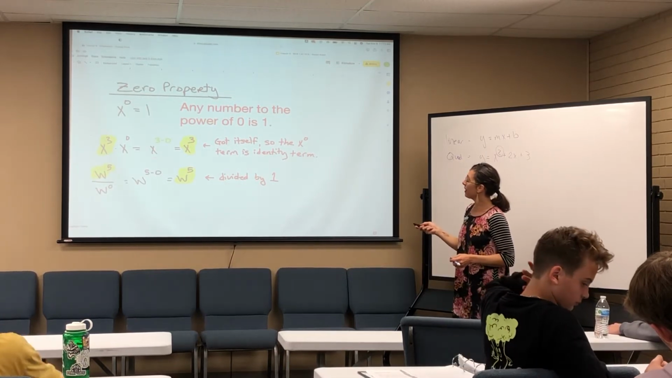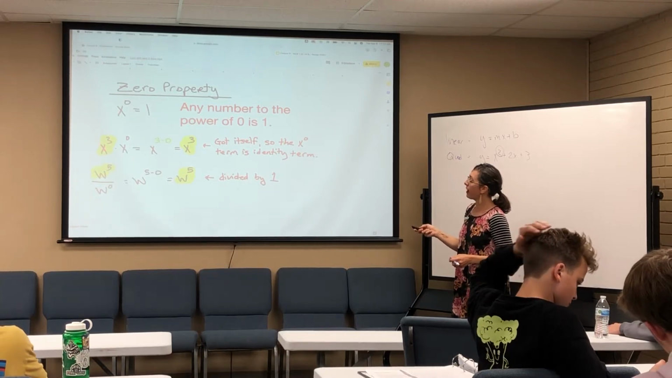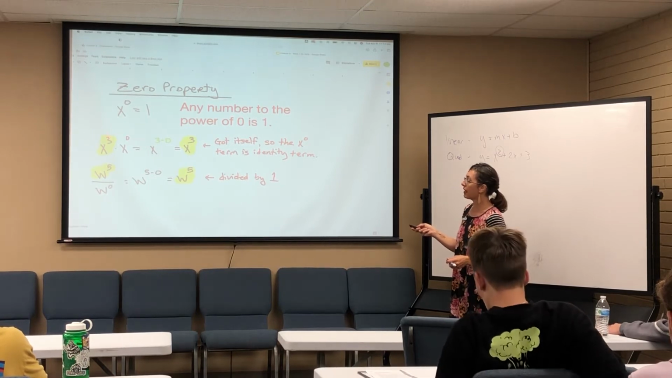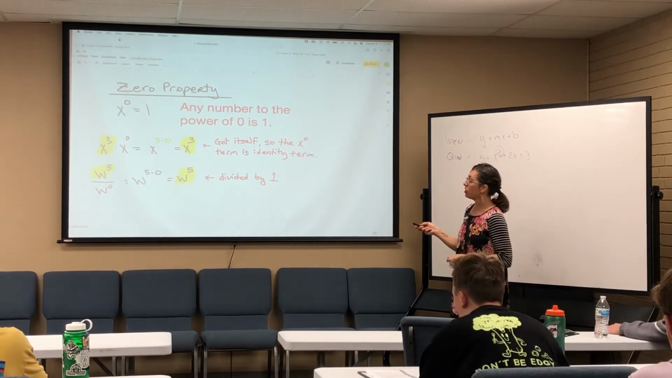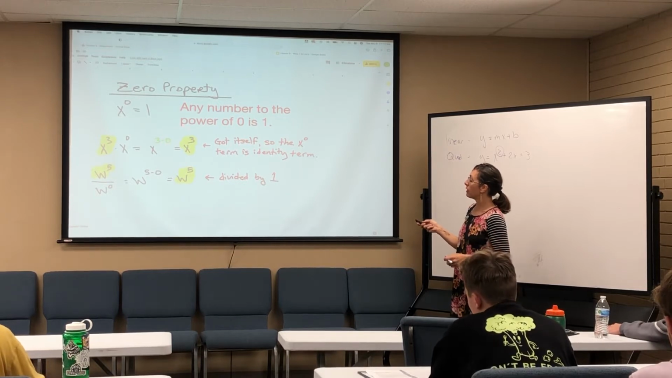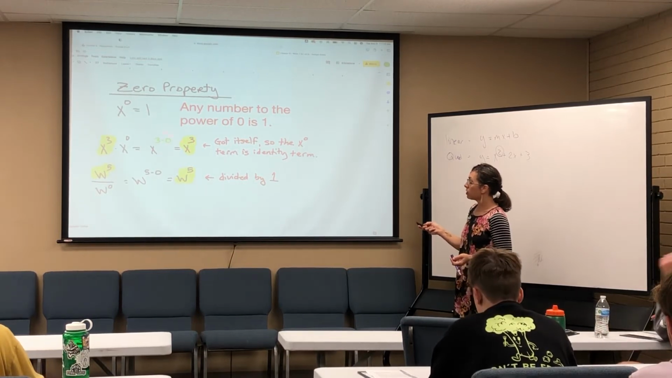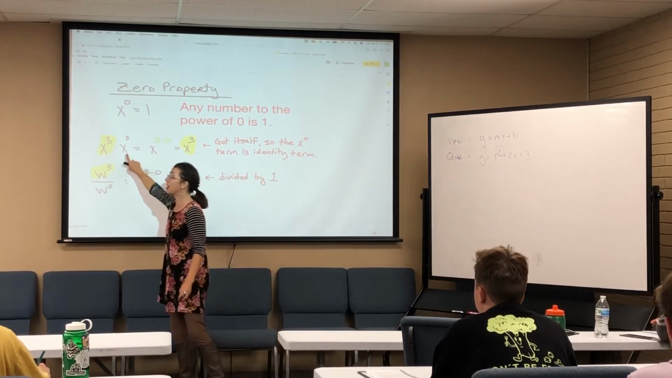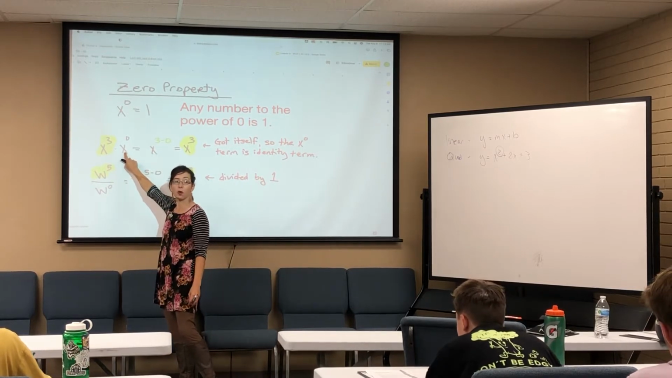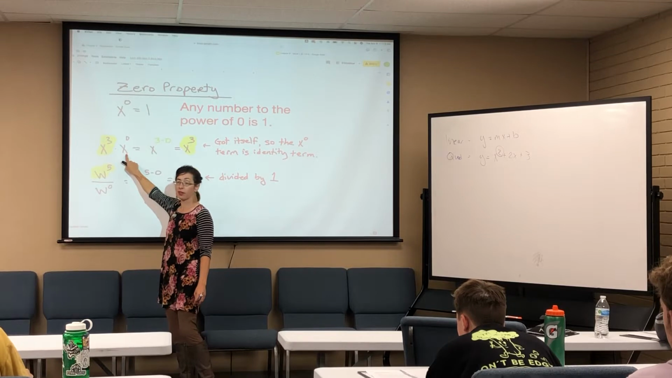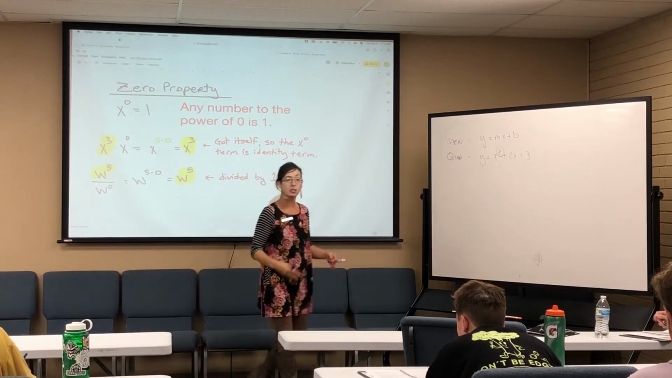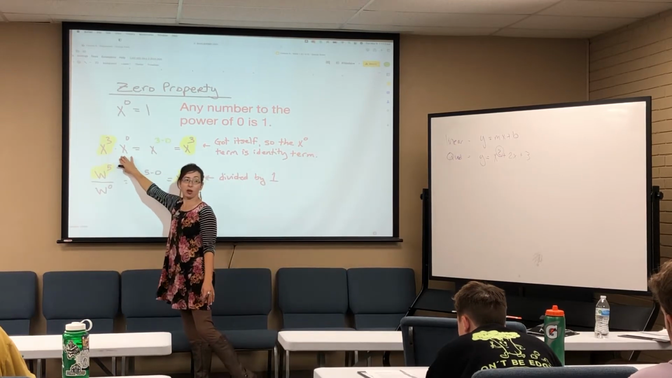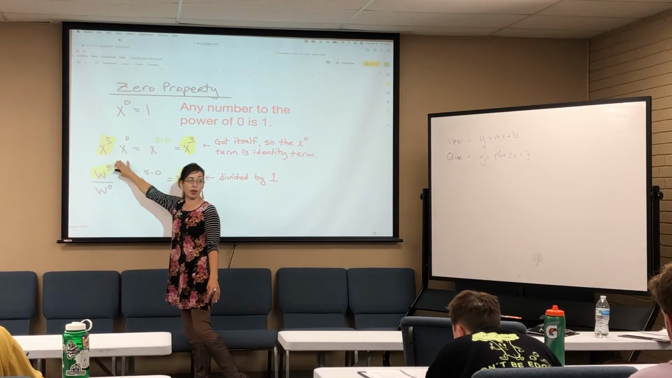So we can see that it works because if I had x cubed times x to the 0, my rule says that I have to add my exponents, right? So 3 plus 0 gives me 3. So I ended up with the identity. So if I ended up with the identity, by definition of the identity, this x to the 0 must be the identity term. And the identity term for multiplication is the number 1. So we've just proven that x to the 0, here's a proof for you, x to the 0 is 1.